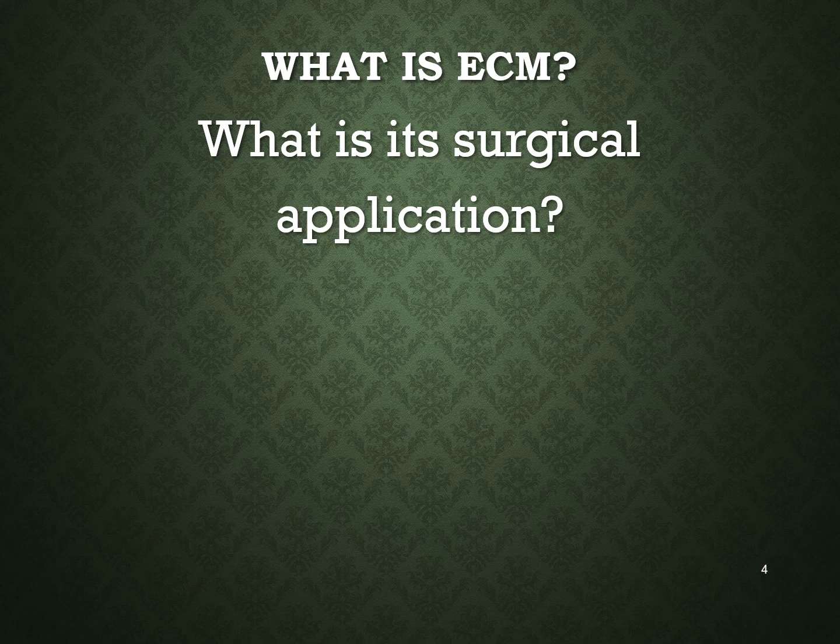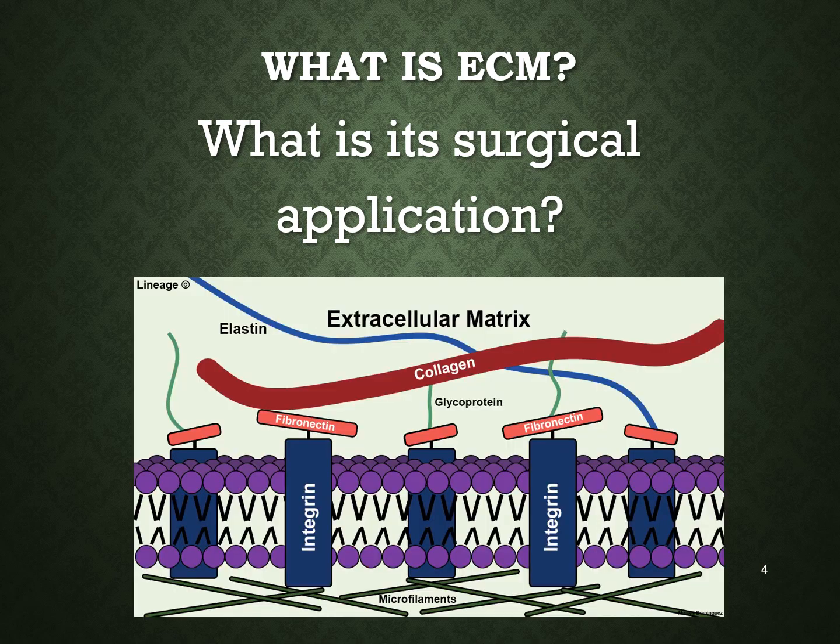So, what is its surgical application? Interestingly, scientists have found that they can harvest certain extracellular matrices in different animals like pigs, and they can sterilize that matrix and they can turn it into a type of tissue that we can use to repair tendons and ligaments in the human body.